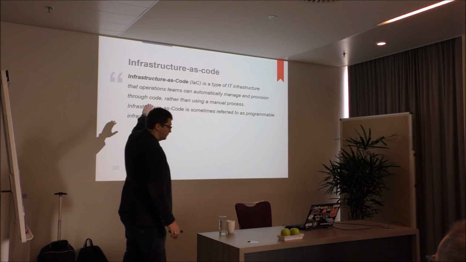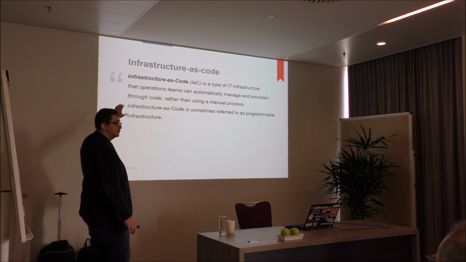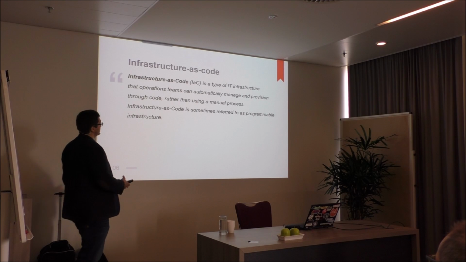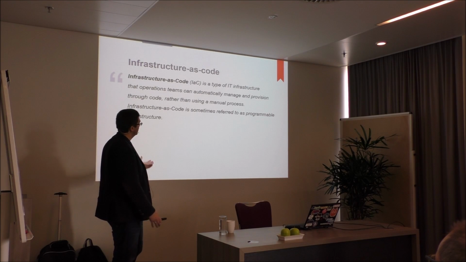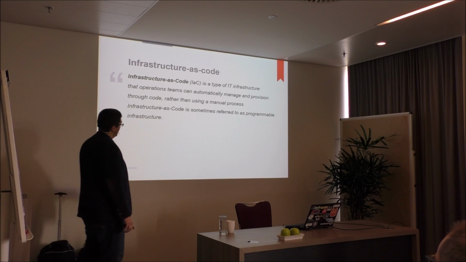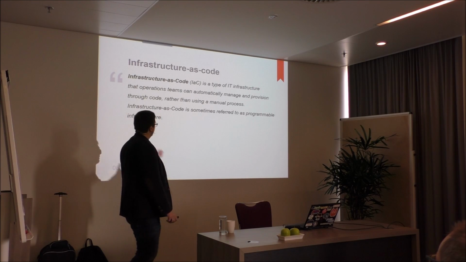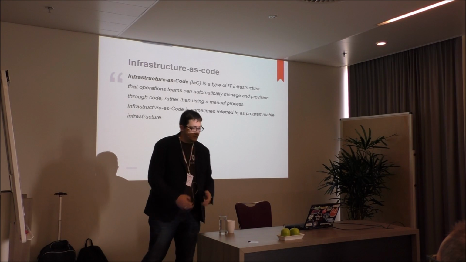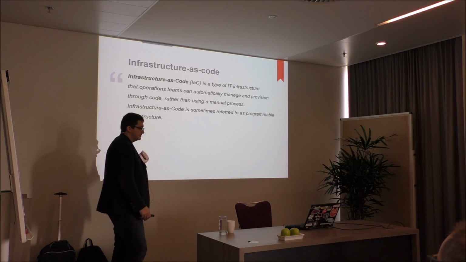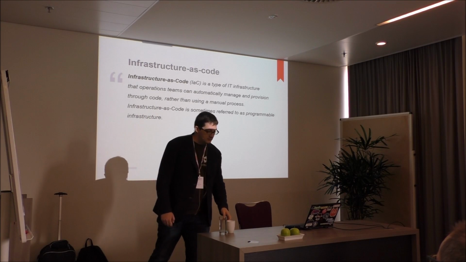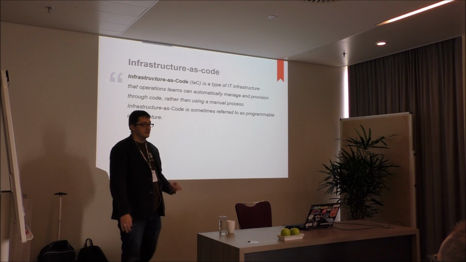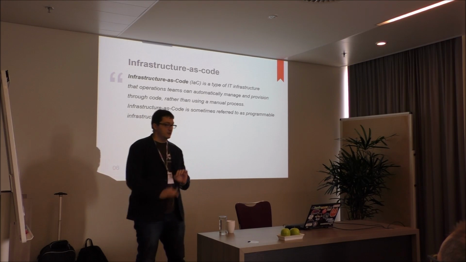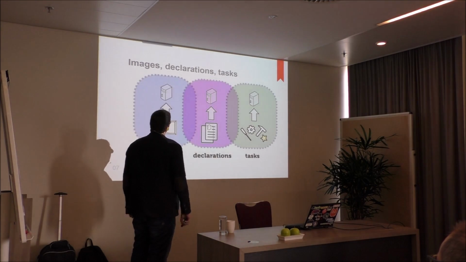We have Wikipedia, and this is a definition that you can find in Wikipedia for infrastructure as code. Infrastructure as code is the type of IT infrastructure that operations teams can automatically manage and provision through code rather than using a manual process. It is sometimes referred to as programmable infrastructure. So basically what we have is code that expresses everything. The problem is that sometimes people forget that this is code. It's not just a tiny configuration file, it's code, and it should be treated as code. I will try to show you how.